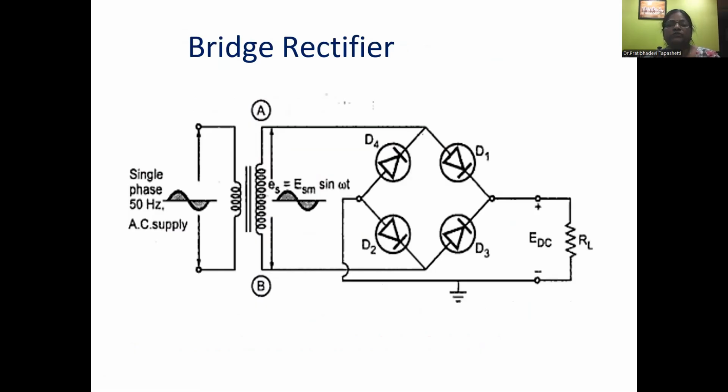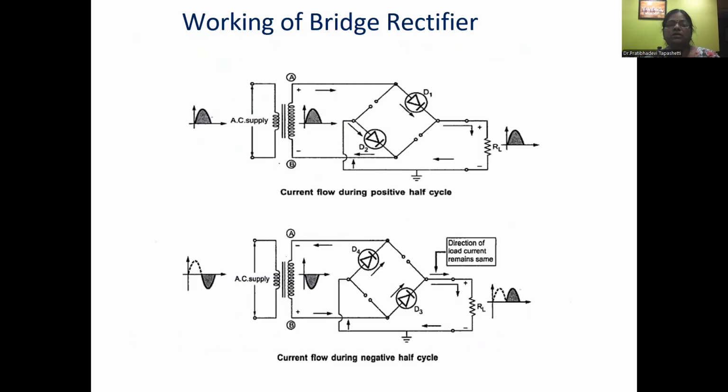Here in each input cycle, 2 of the diodes conduct. The equivalent working circuits are shown here. In the positive half cycle, these 2 diodes conduct, that is D1 and D2. D3 and D4 don't conduct. The output is the same as the positive half cycle. During the negative half cycle, D3 and D4 conduct. D1 and D2 do not conduct. The current flows in the circuit in the same direction as in the first half cycle. So the output current appears during the negative half cycle of the input.